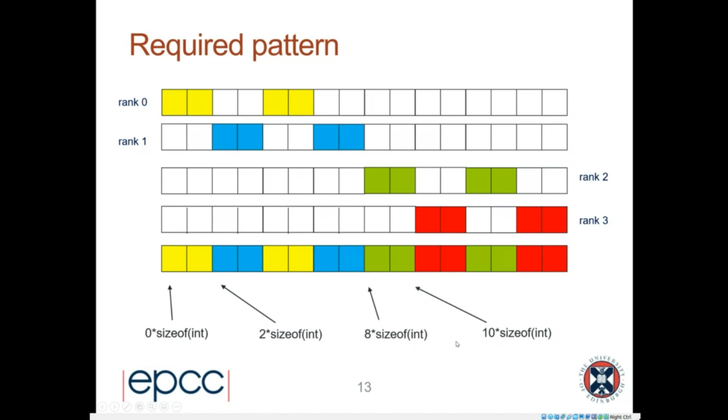We have two problems here. First of all, these aren't a regular pattern, they're 0, 2, 8, and 10. That's the first problem. And the second problem is we want to offset this second data type from rank 1 by a small amount, 2 times. We don't want to offset it by however big you think this data type is. MPI actually defines the extent of this data type as being 6 from the start to the end. We want to offset it by 2.